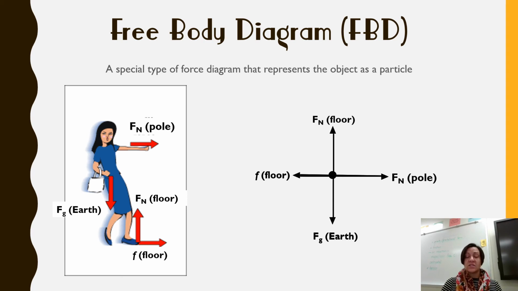In this case, the normal force from the pole has a larger magnitude than the friction force from the floor, and so its arrow is longer than the friction force from the floor. Additionally, in this specific case, the normal force from the floor happens to have the same magnitude as the force from gravity, and so those two arrows have the same length. We will have lots of practice drawing free body diagrams, and the ability to draw an accurate free body diagram is one of the most important steps in analyzing force situations and force problems.